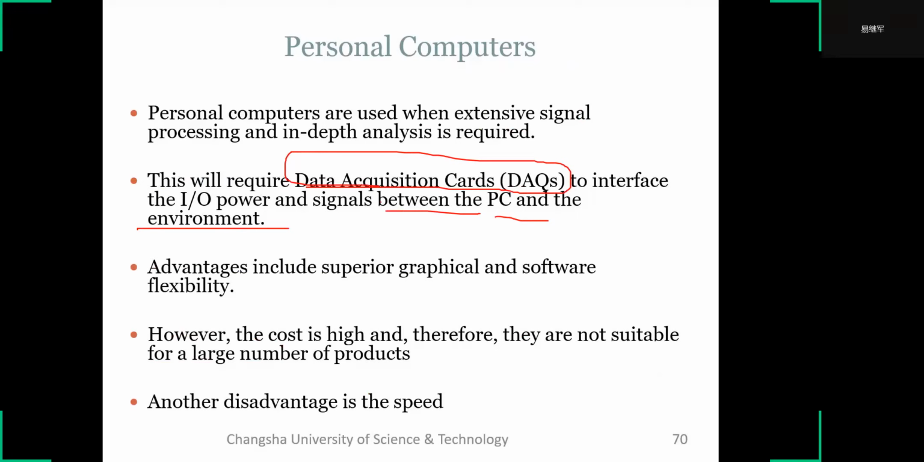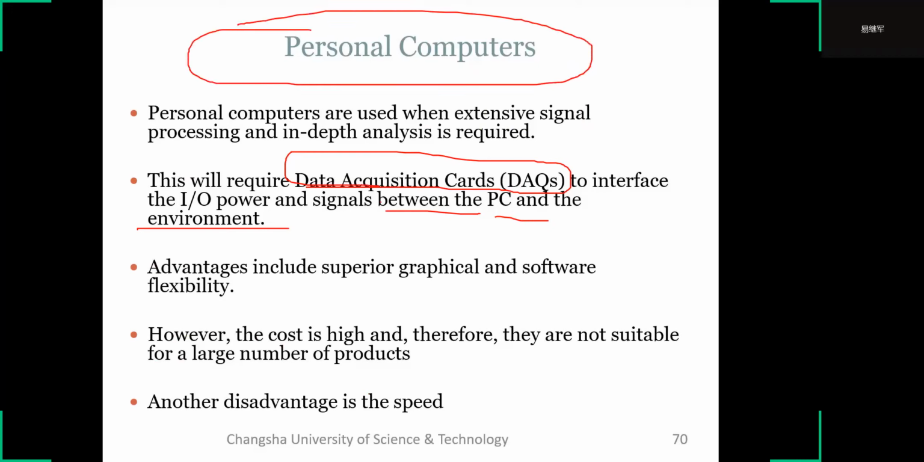We use the PC as a control computer. The advantage is graphics and software. However, the cost is higher, and therefore they are not suitable for a large number of products. As we know, the computer is expensive, compared with the microcontroller or some specific industrial control computer. So the PC is not suitable for a large number of products.